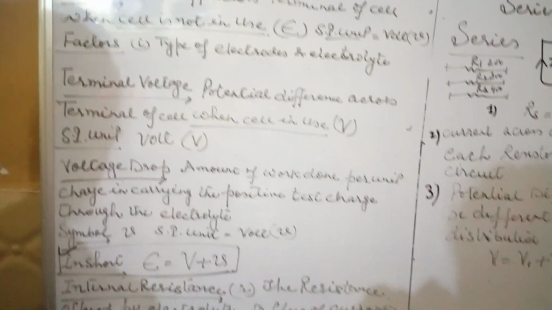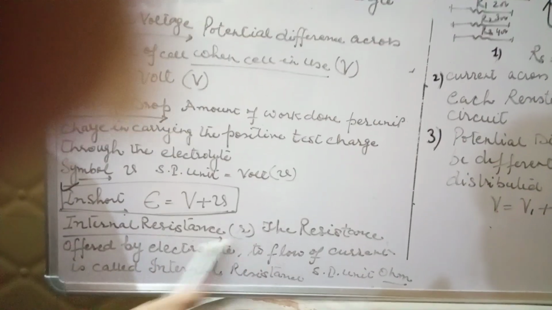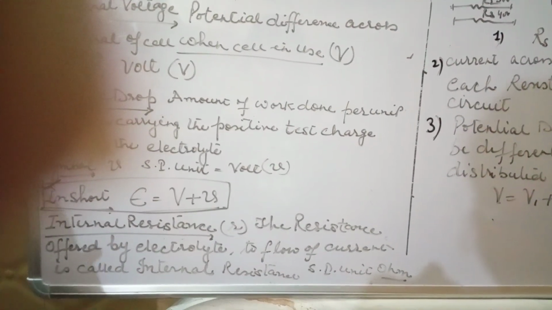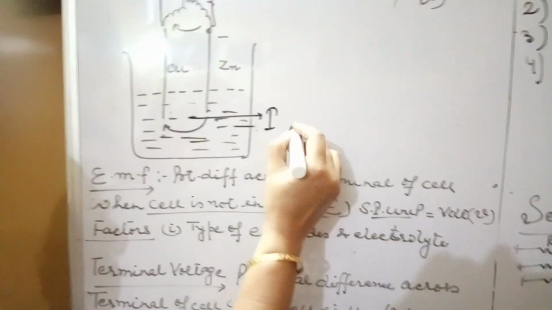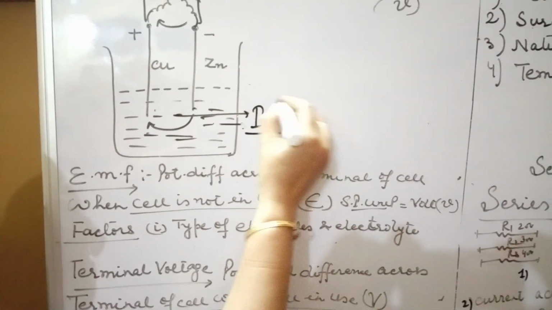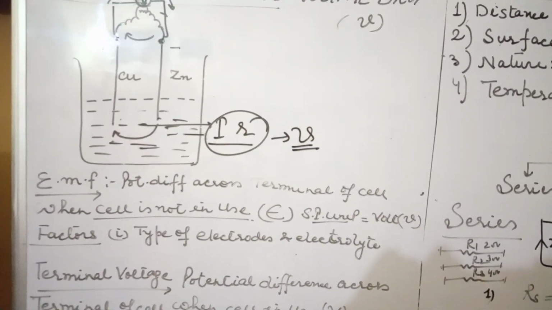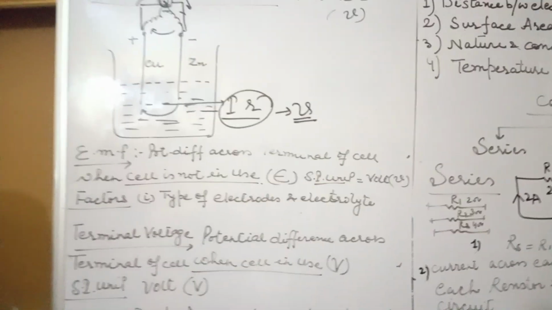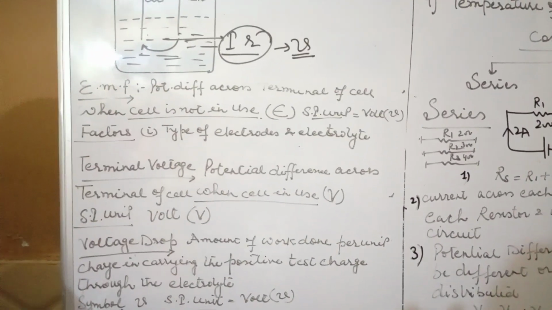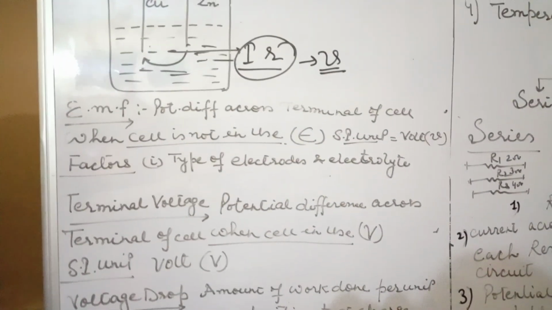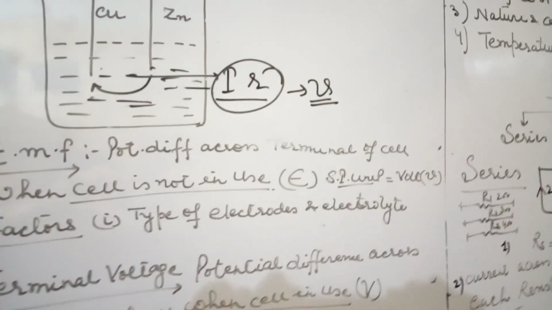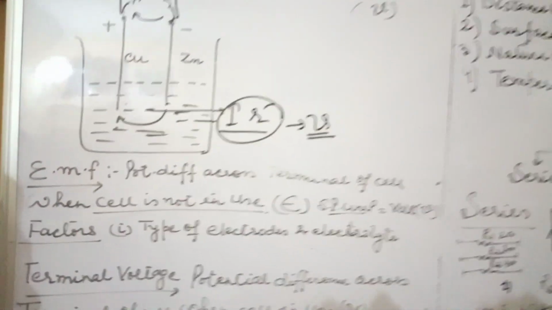See here, the resistance offered by the electrolyte to the flow of current is called internal resistance. Now inside the cell current is there, and internal resistance is there. When both are there, then definitely there will be a voltage according to Ohm's law. So when current flows inside the cell, due to the presence of internal resistance, there is some voltage. That voltage is called voltage drop.